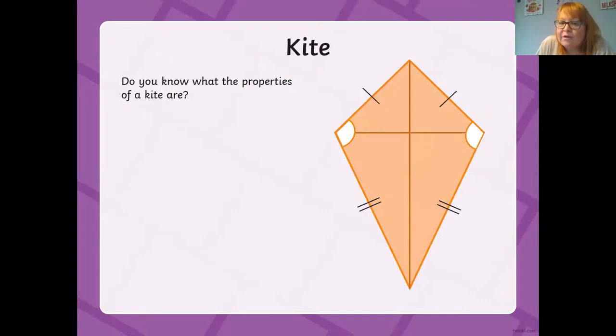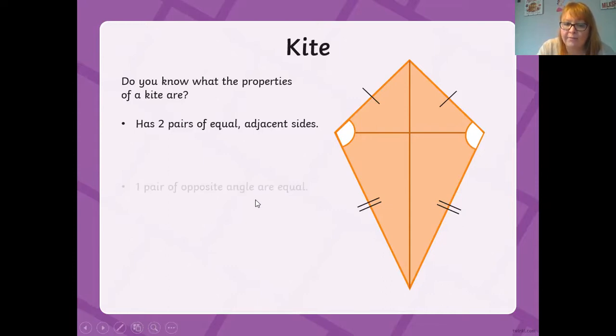And then we're moving on to our kite. We can see it has 2 pairs of equal adjacent sides. So adjacent means next to. So this one here and this one here are equal in length, and then this one and this one are also equal in length. The angles here are the same. They are equal. They are the same as each other.